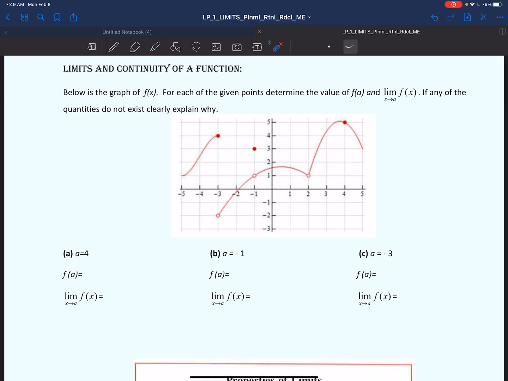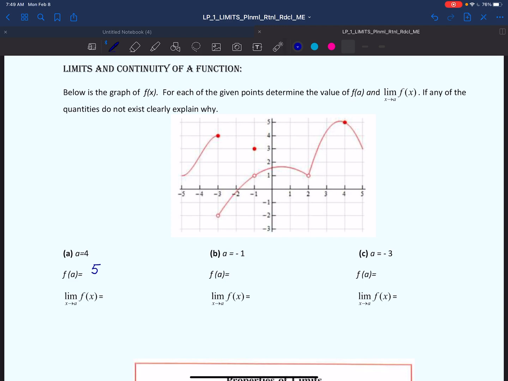So our job in here is to find out what the value of the function will be at the indicated point. We are given some values, a equals 1, -1, -3. We want to find out the value of the function at the particular points and the value of the limit at the same points. As you can see here, when a equals 4, here is x equals 4, the value of the function at 4 is 5. Just look at the graph.